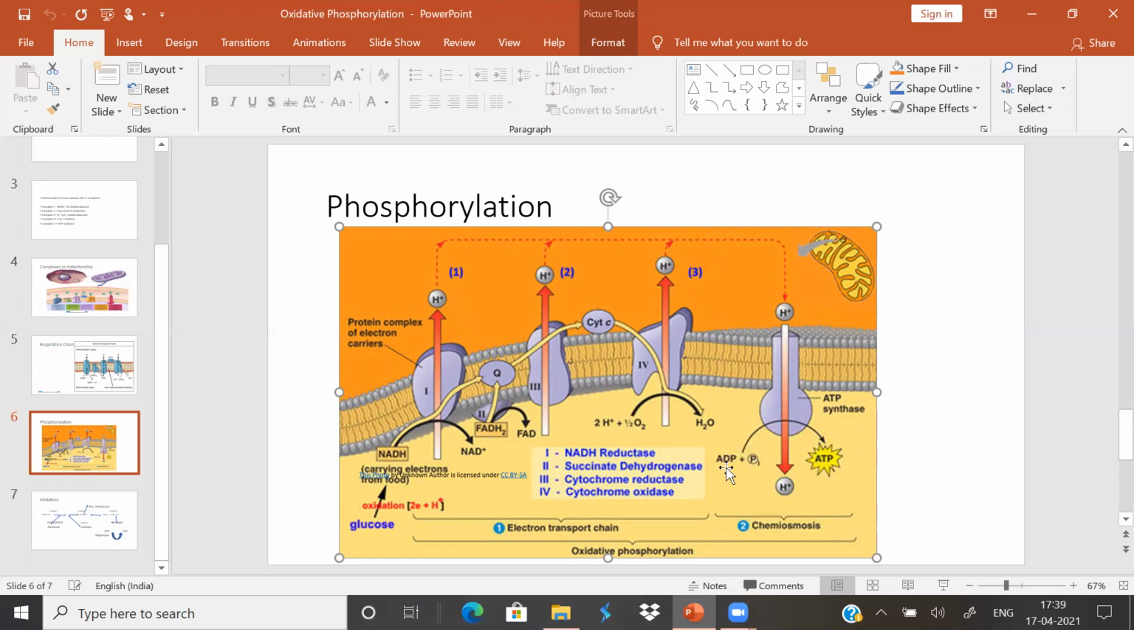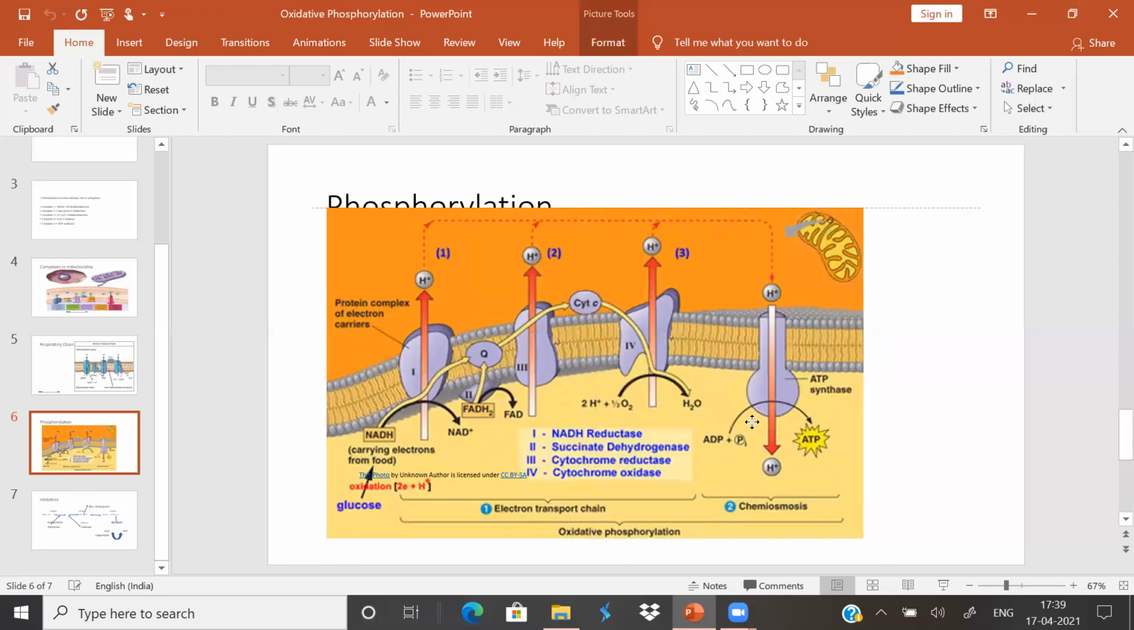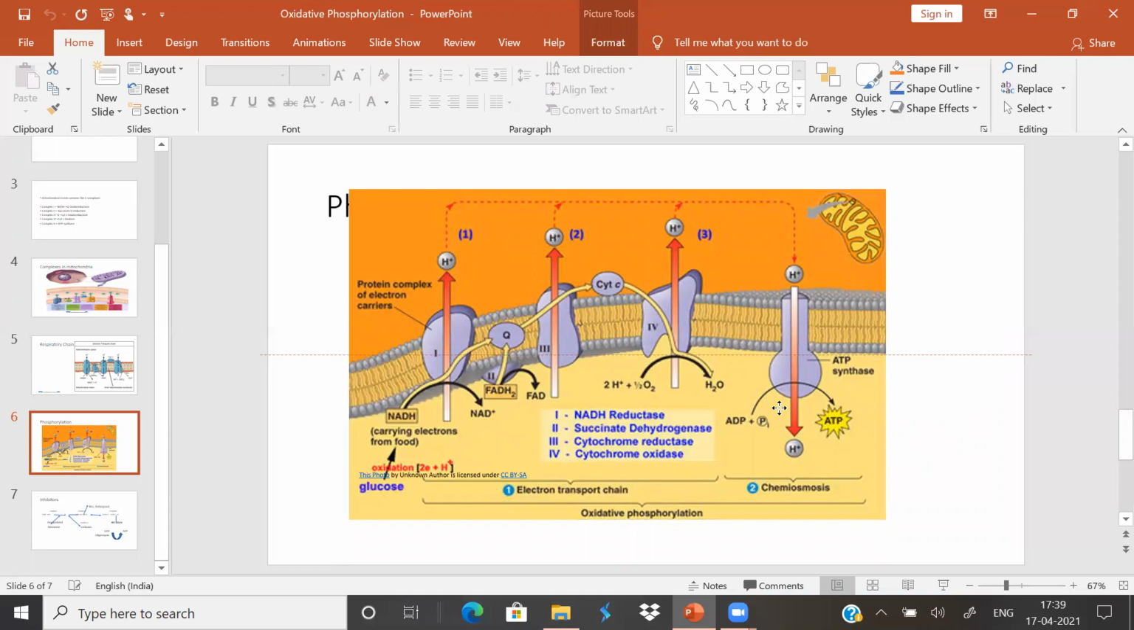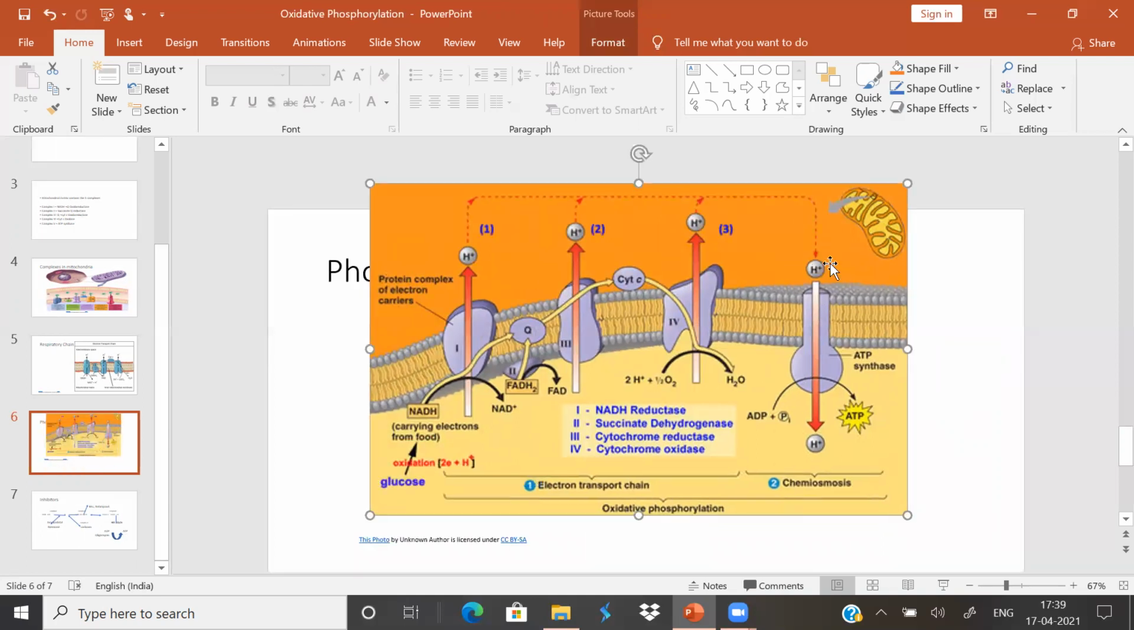ADP and Pi are present in the mitochondrial matrix. And this transfer of electrons through the respiratory chain drives the phosphorylation also. And this is called the chemiosmotic hypothesis. And this chemiosmotic hypothesis was proposed by Sir Mitchell.